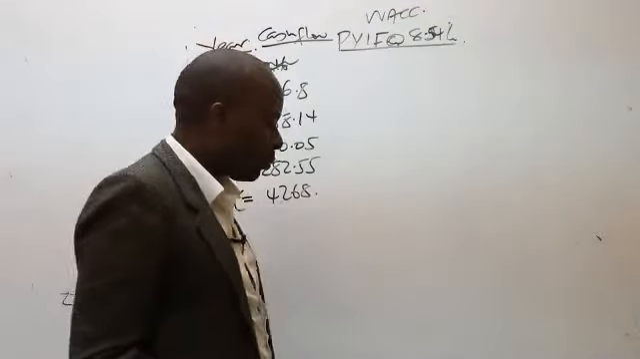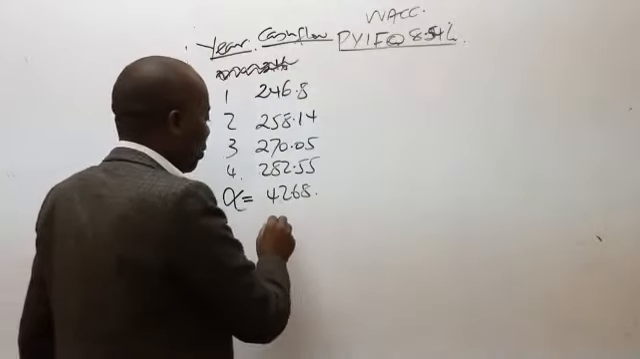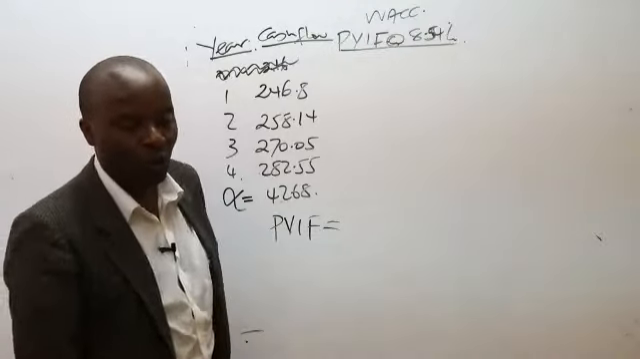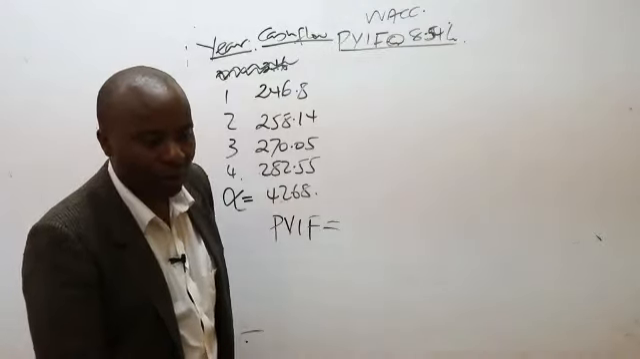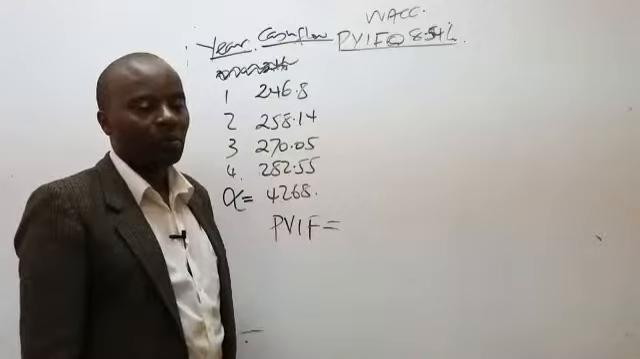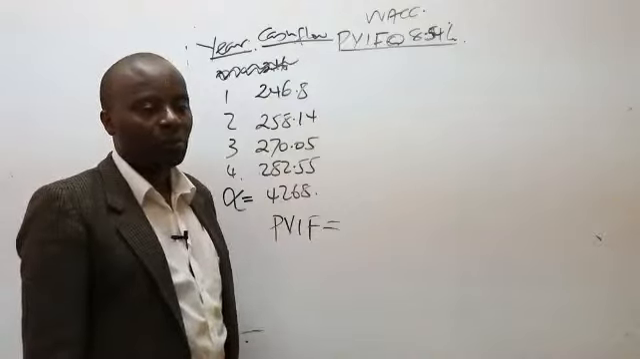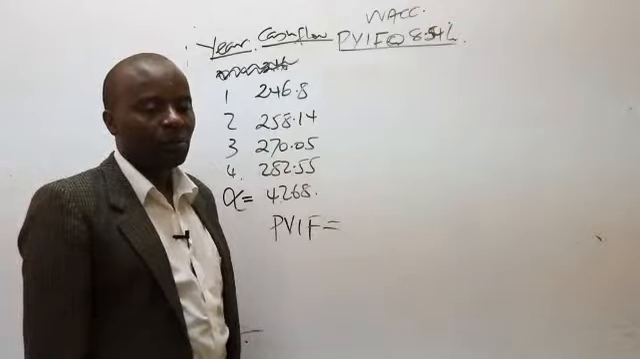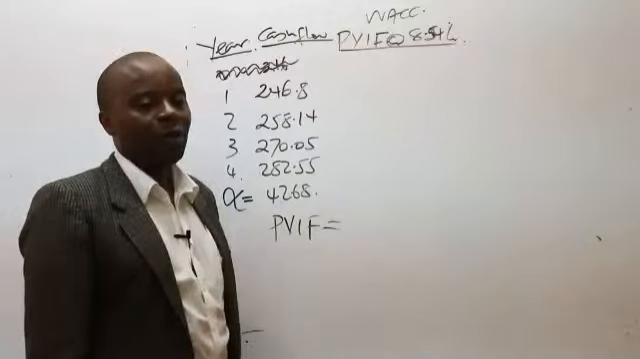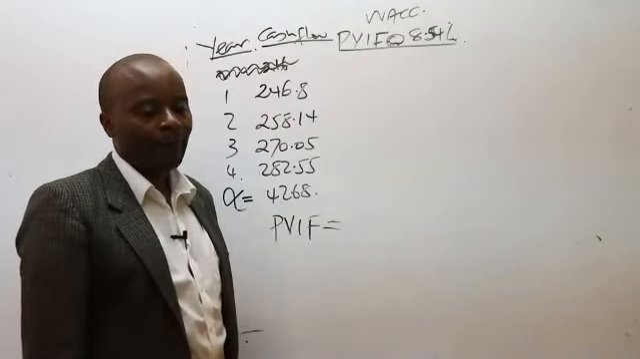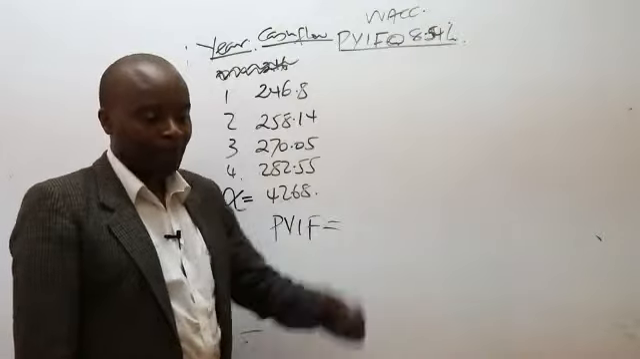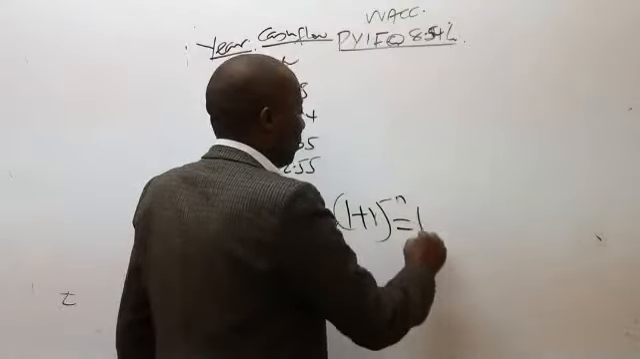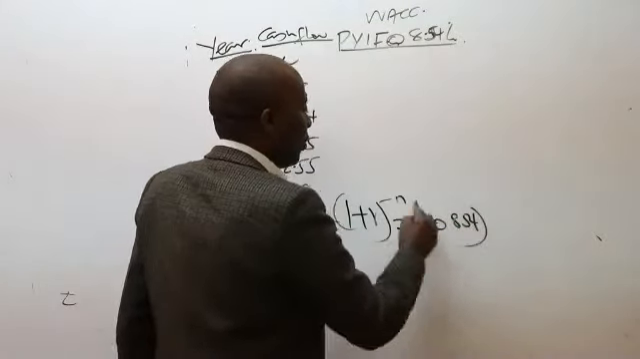But how do you give us PVIF and yet you have forgotten the formula? PVIF equals who? PVIF, the formula. One plus r raised to negative n. So it will be 1.0854 raised to negative n.